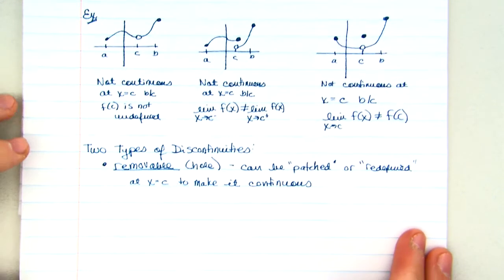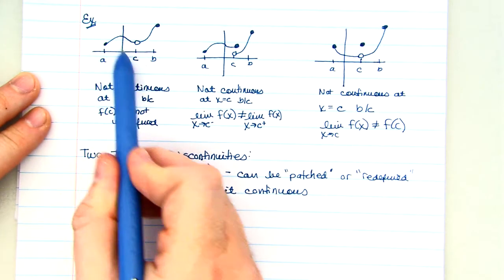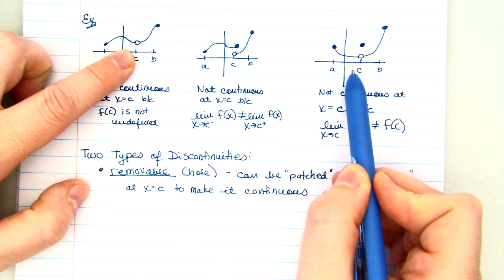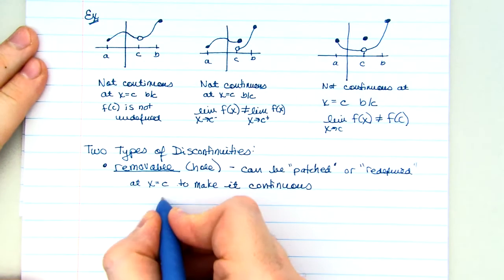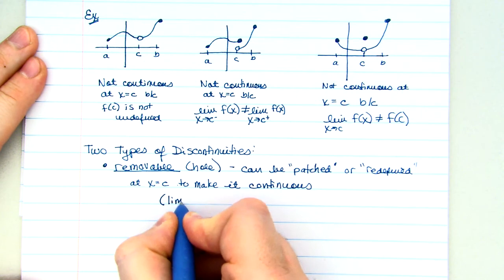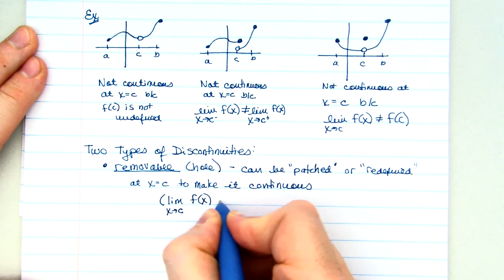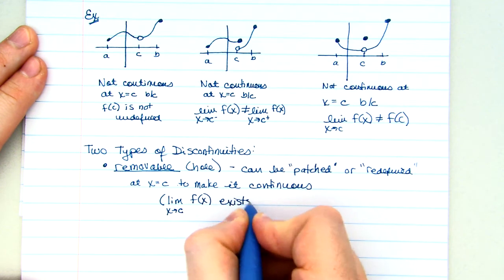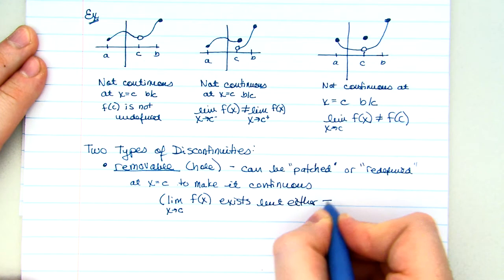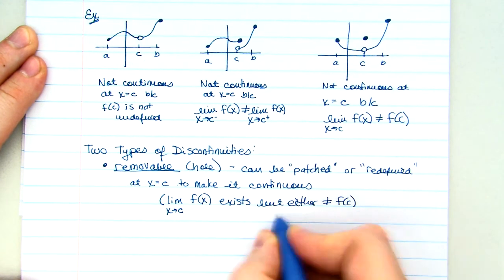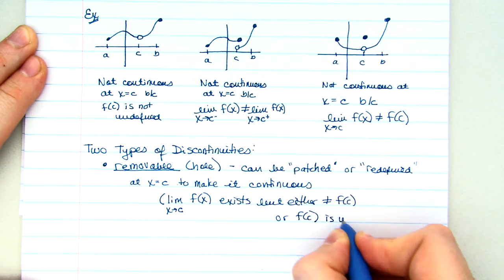Our better definition of a removable discontinuity is our limit as x approaches c exists, so f of c can be redefined there to equal that limit. We're going to say the limit as x approaches c of f of x exists, but either doesn't equal f of c or f of c is undefined.